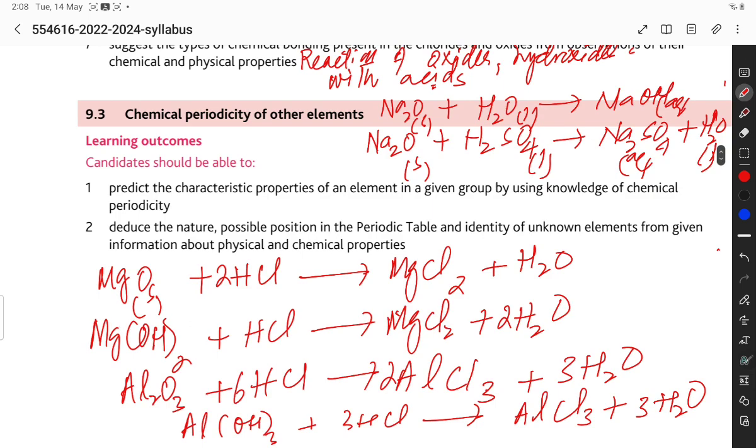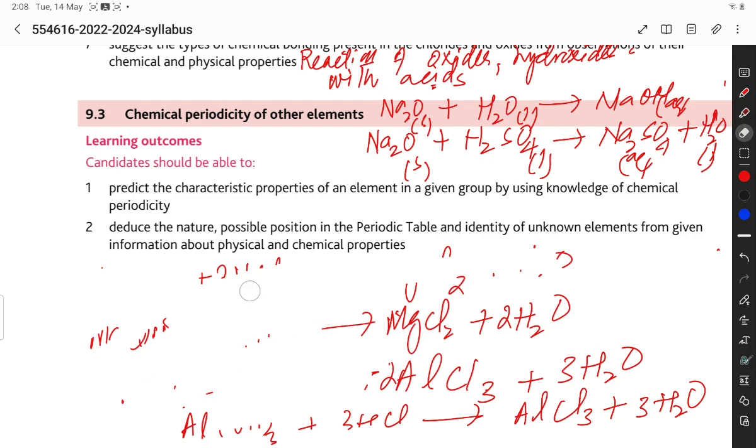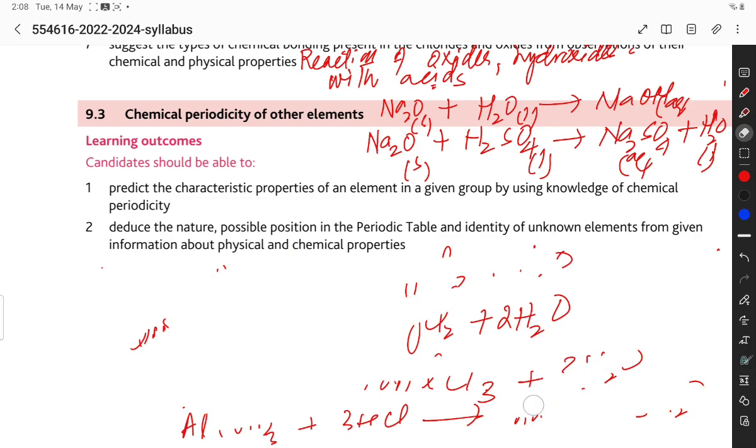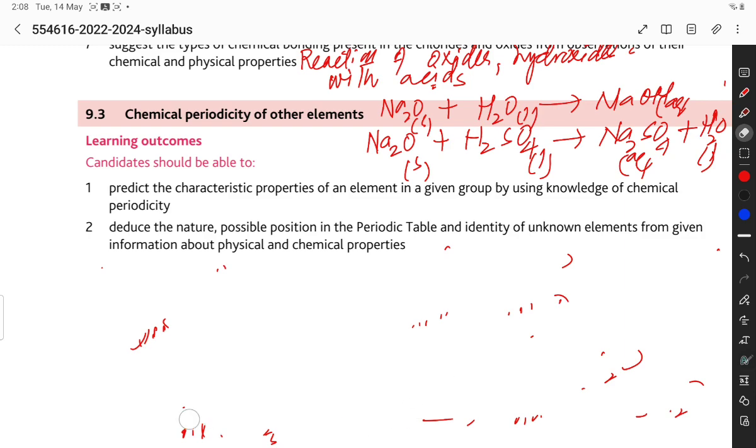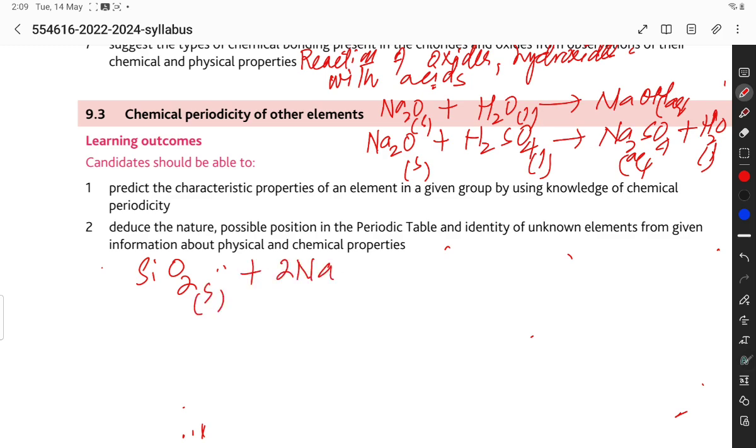Sodium and magnesium oxides are basic, so they can react with acids to form salt and water. Silicon dioxide is an acidic oxide, so it reacts with sodium hydroxide. SiO2 is weakly acidic and insoluble in water, and can react with sodium hydroxide to form Na2SiO3, sodium silicate.